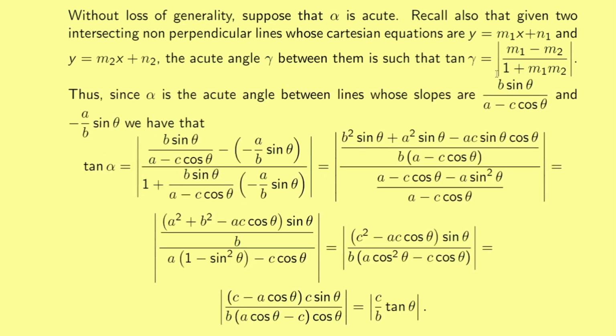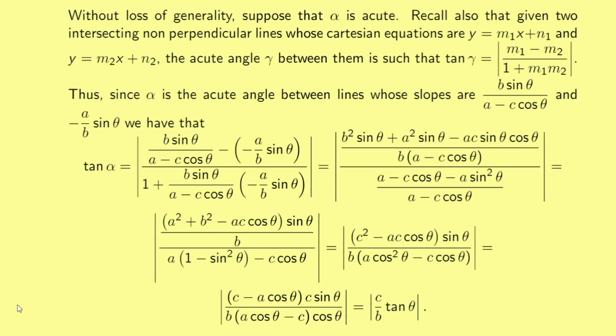So I use this formula here. I know that tangent alpha is, now I know the slope for the normal line, which is this one. And I know the slope of the line connecting the focus C0 to the foot of the normal line, so this one. So I apply the formula. I'm not going to dwell much on the calculations.